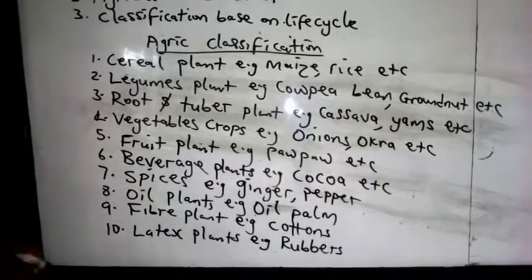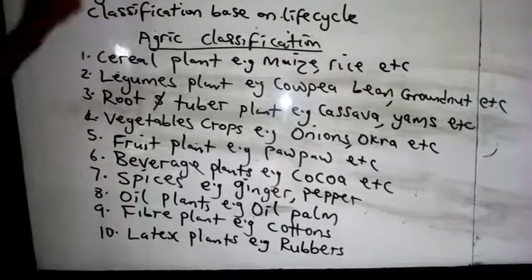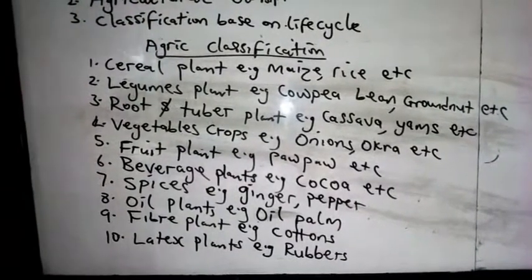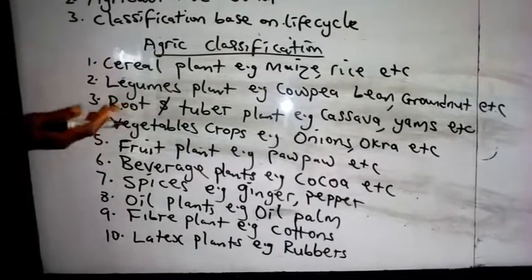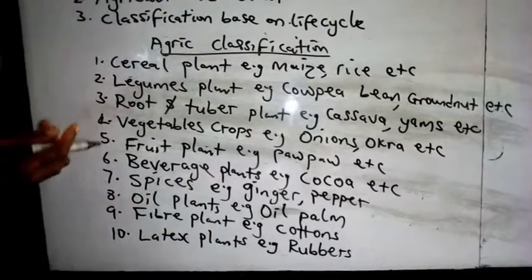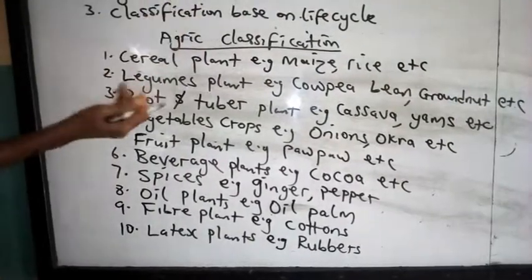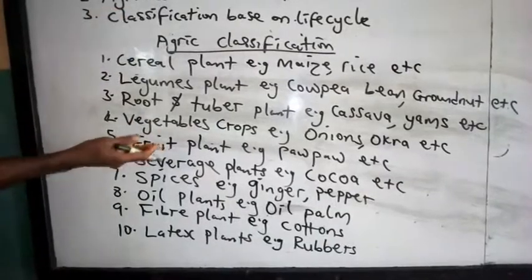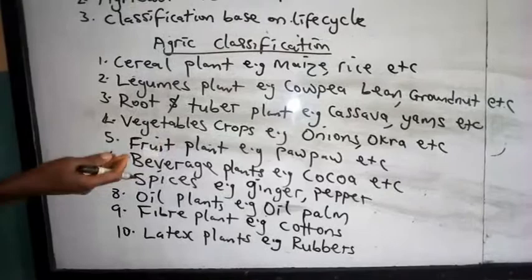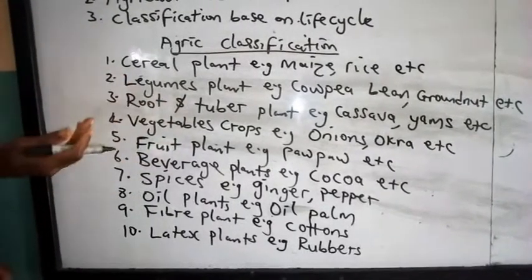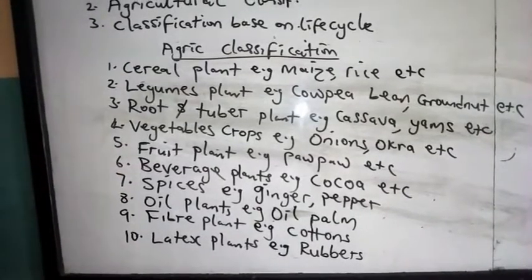like plastics. So let me run through agricultural classification once again. I said classification based on agriculture can be grouped into 10 categories. The first one is cereals. Here we have the maize, the rice, and so on and so forth. We have the legumes. We have roots and tuber plants. We have vegetable crops, fruit crops, beverage, spices, oil plants, fibers, and latex. So Agric has grouped all the plants and categorized them in this form.